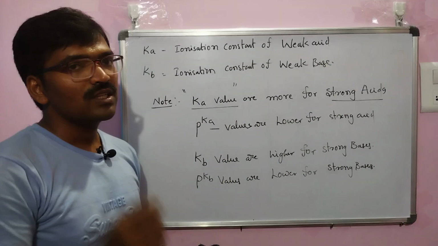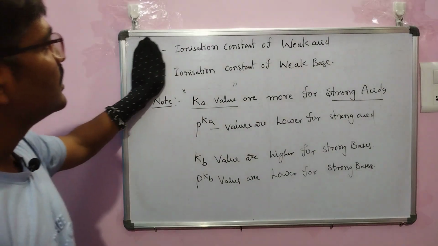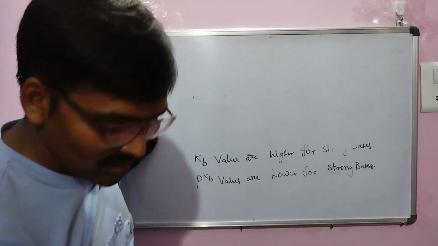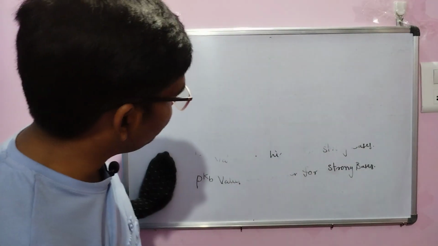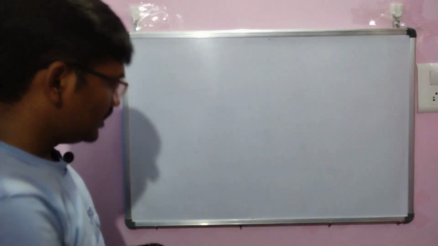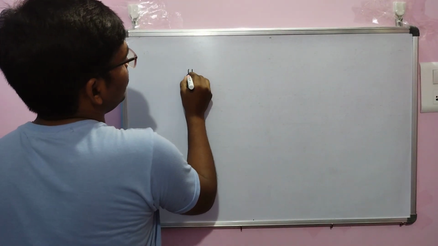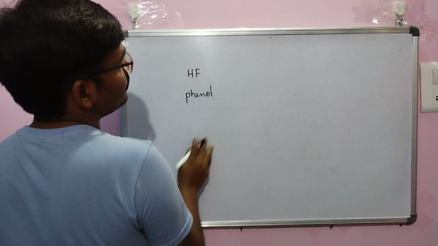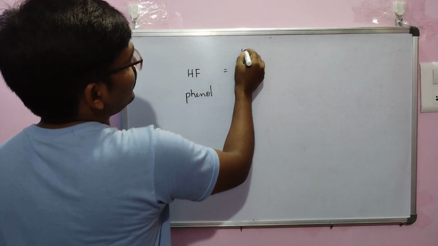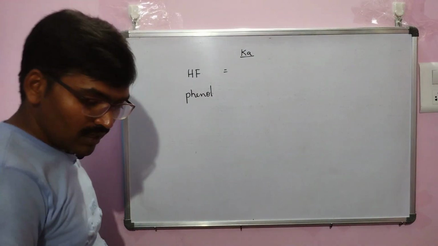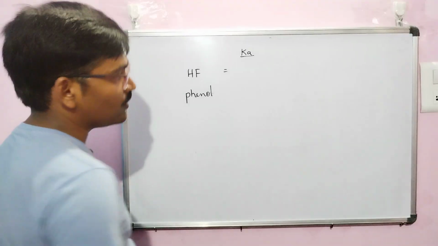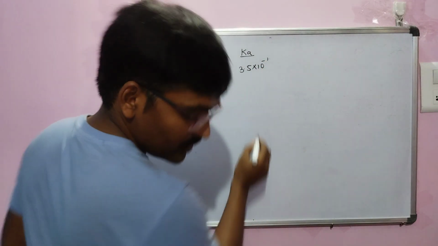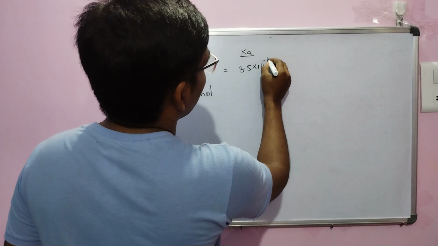One example I will give for this. For example, the ionization constant of HF and the ionization constant of phenol. Just assume both are acids. One is HF, hydrofluoric acid, and one more is phenol. We are taking the Ka values of both acids. For HF it is given as 3.5 into 10 to the power of minus 4.